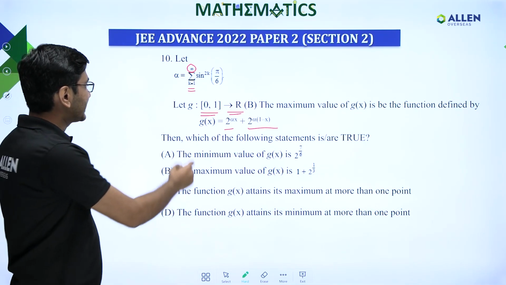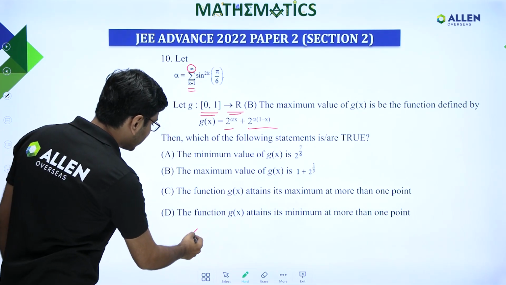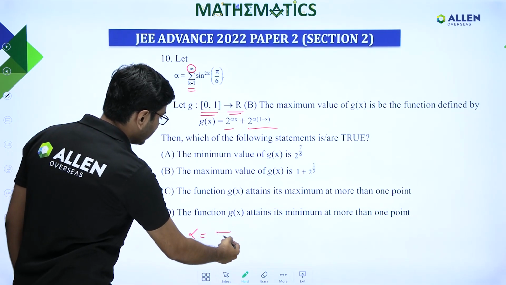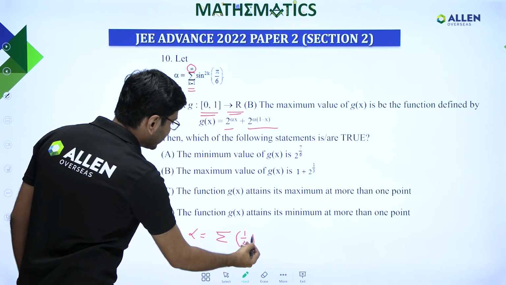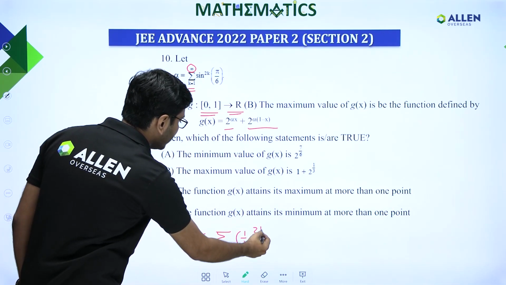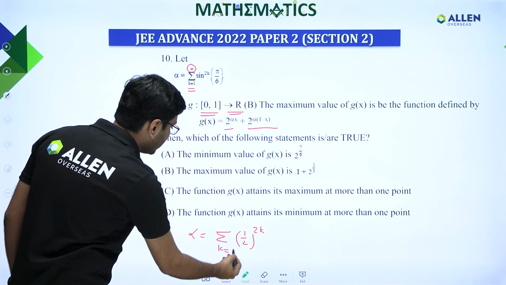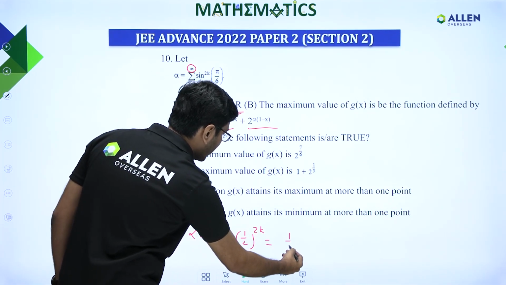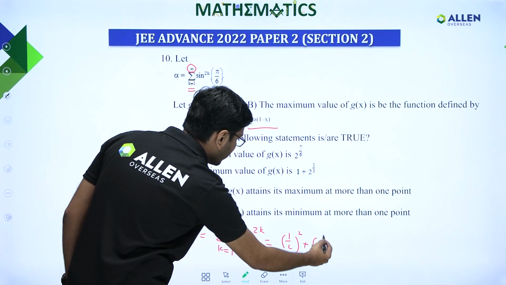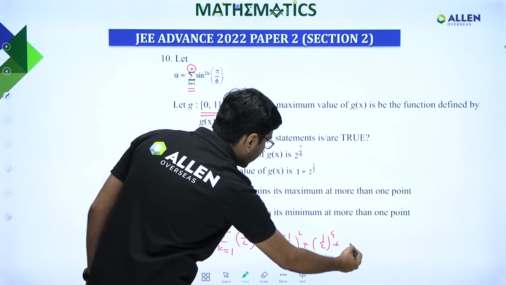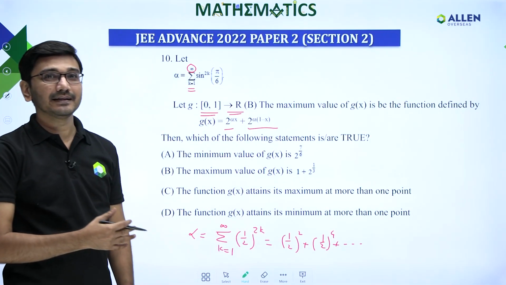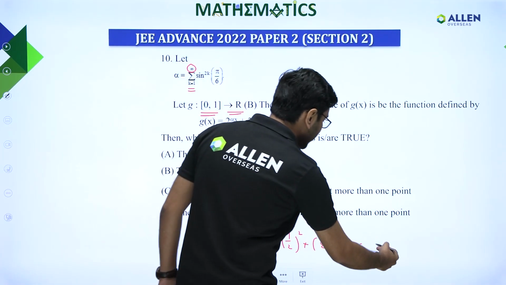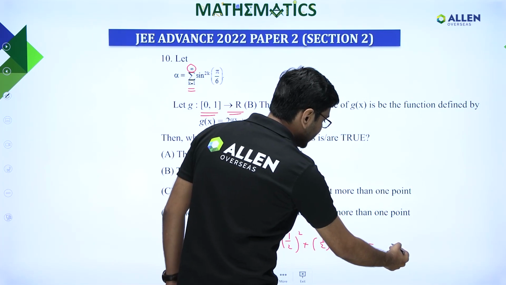Very first, let us calculate the value of alpha. Here sine of pi by 6 is 1 by 2, raised to 2k, and the k value is changing from 1 to infinity. So this is nothing but 1 by 2 raised to 2 plus 1 by 2 raised to 4 and so on. This is a geometric progression, and the sum of infinite terms of a geometric progression we can calculate easily using the formula first term divided by 1 minus common ratio.